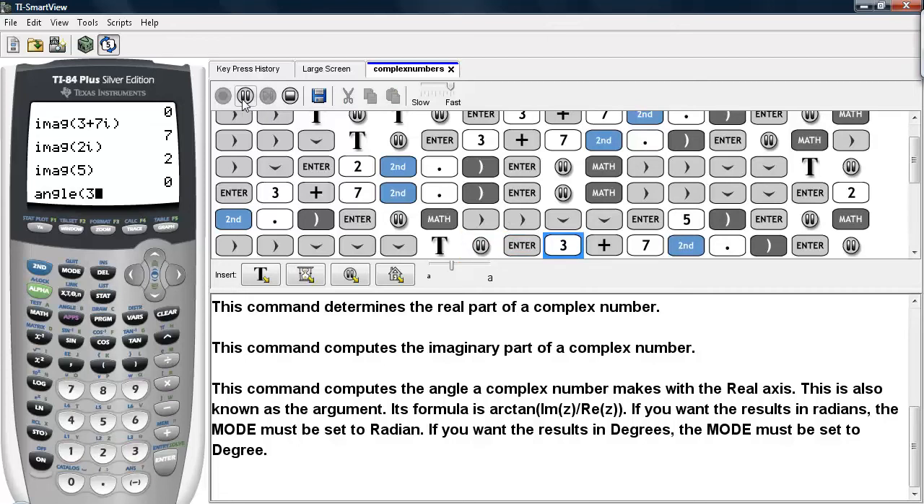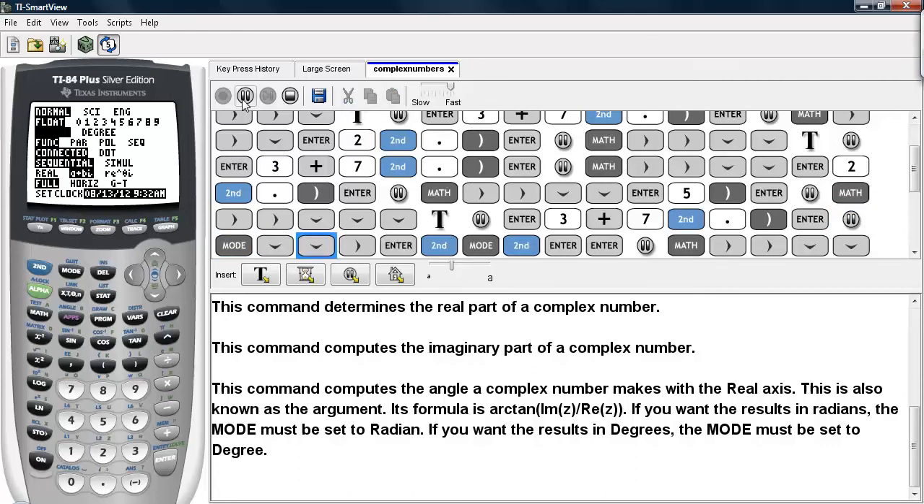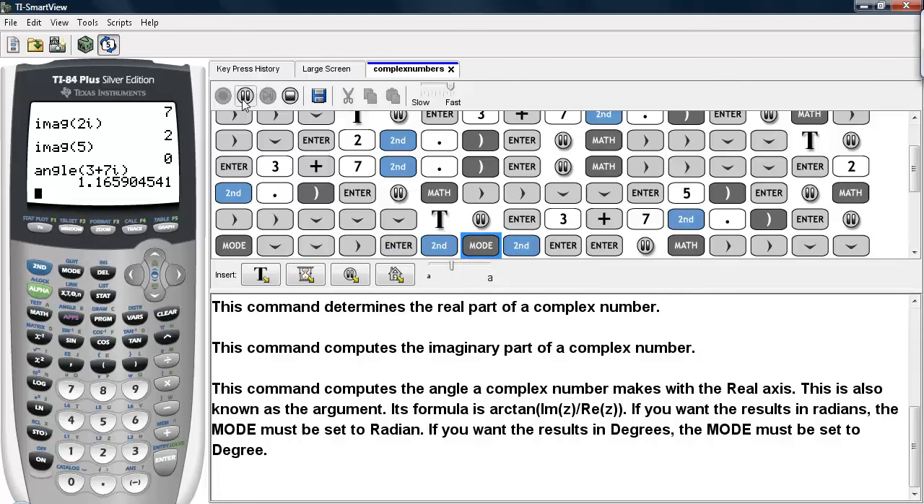So let's enter in the angle in our complex number 3 plus 7i. And here we can see the results in radian mode. So if we highlight mode and scroll over to degree, and then go back to the home screen, call up that previous entry, and rerun it, we now have the degrees rather than the radians.